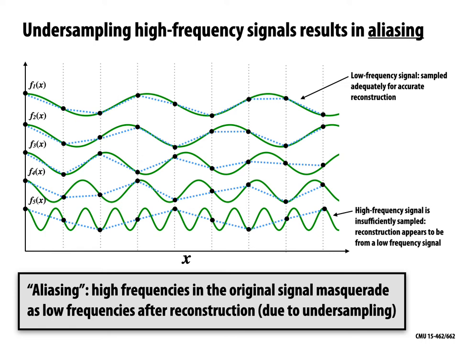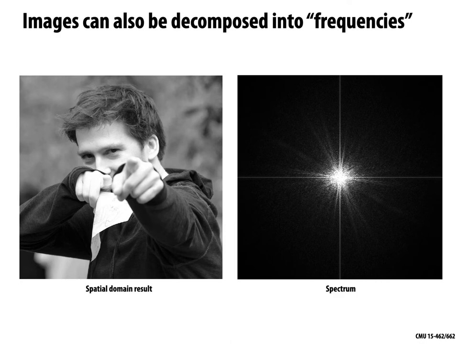How do we think about frequencies for images? Actually, images can be decomposed into frequencies, but it's a lot trickier to think about. Okay, so what I'm showing here on the left is the input image. You can think of this as a continuous signal. And what I'm showing on the right is something like the analyzer that you look at on your stereo.